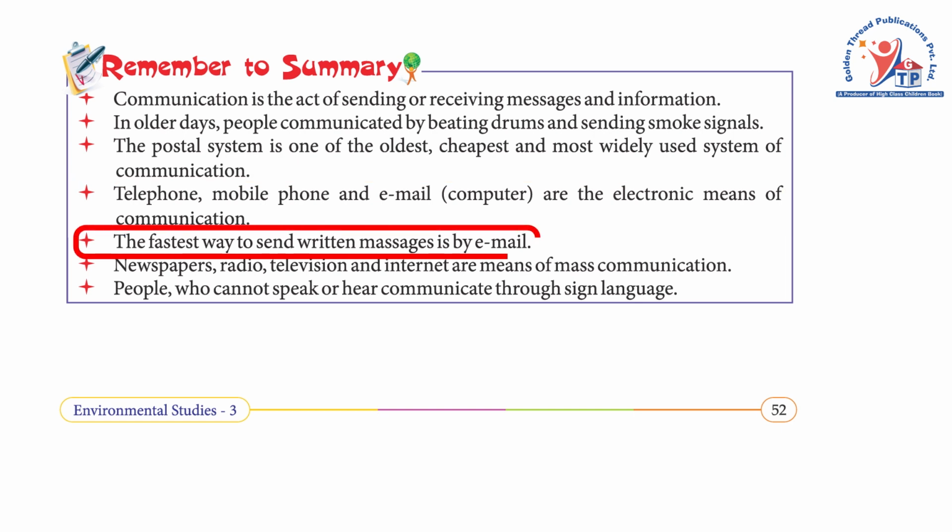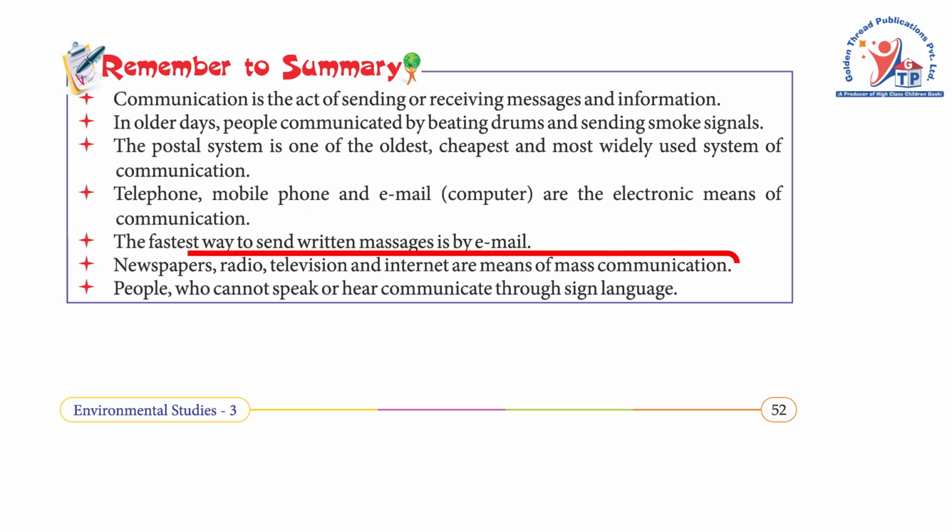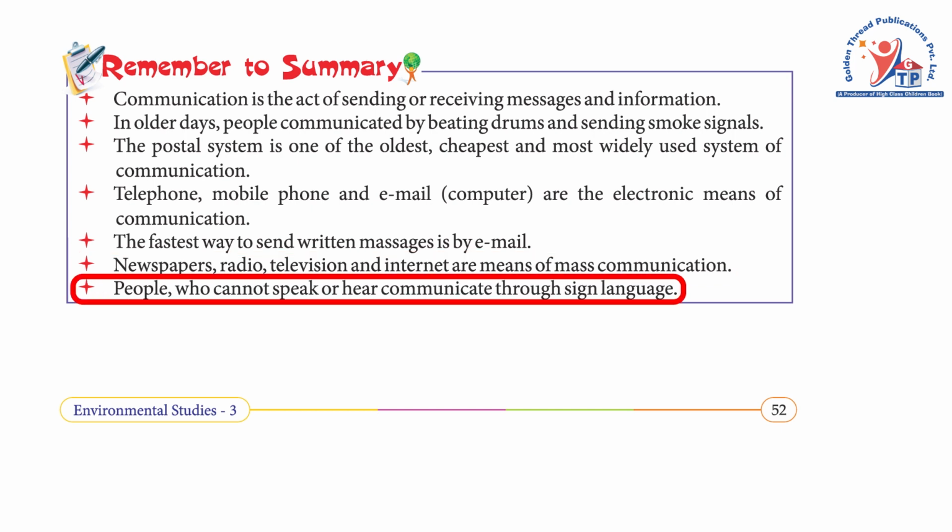The fastest way to send written messages is by email. Newspaper, radio, television and internet are means of mass communication. People who cannot speak or hear communicate through sign language.